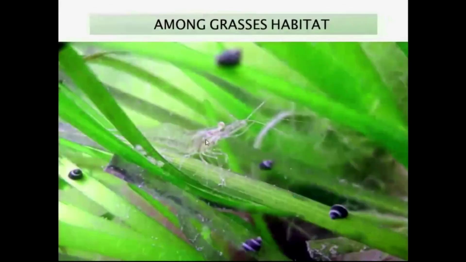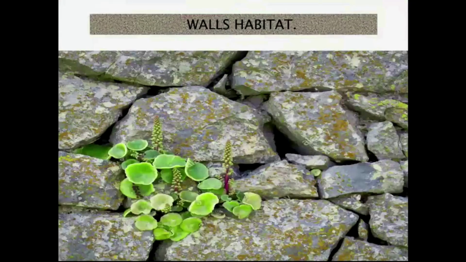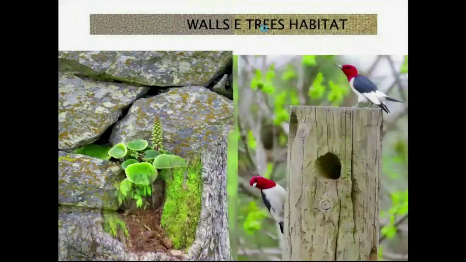Our next habitat is among grasses. There are some animals; you can see over here there's an insect which is nearly invisible. This is the habitat for such type of small insects. These small insects like to live within grasses. So this is their habitat. Then we have walls habited by different types of plants. You can see different plants growing inside them. So these plants have a habitat named wall habitat.